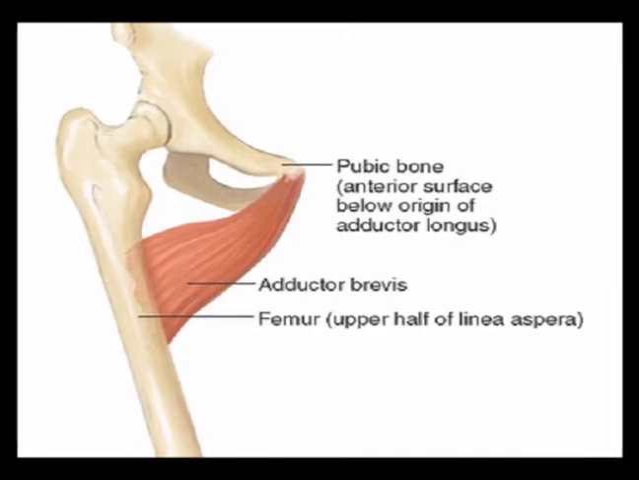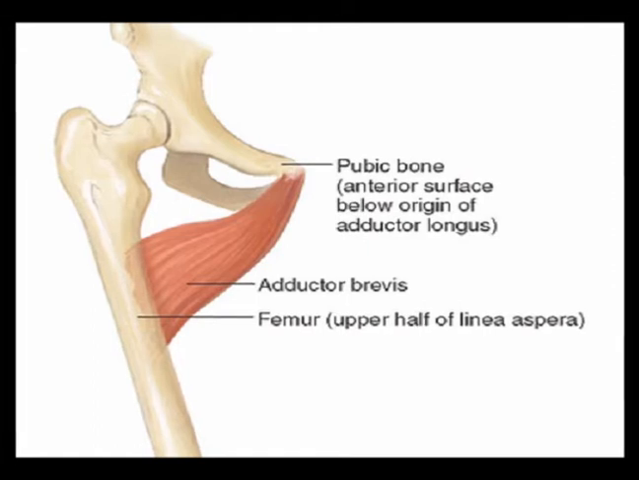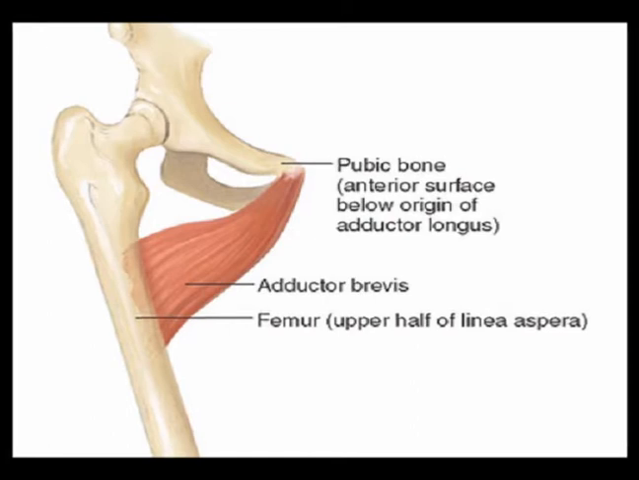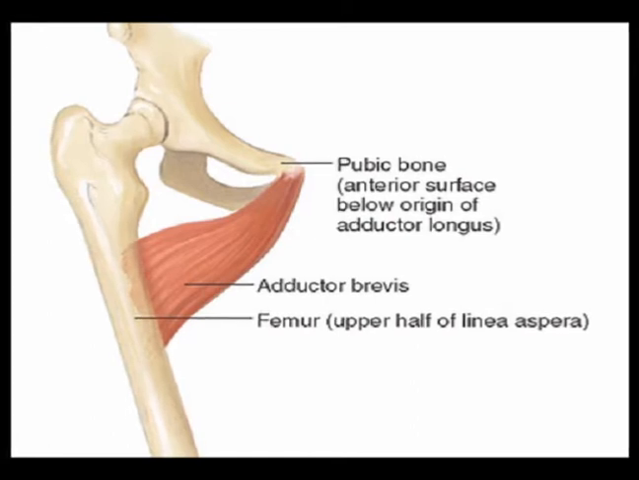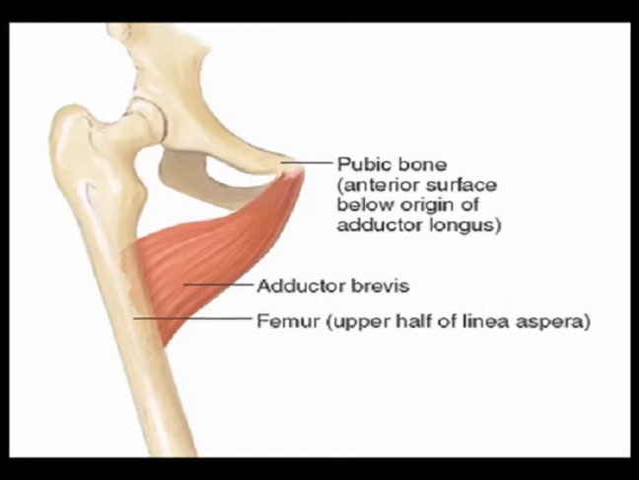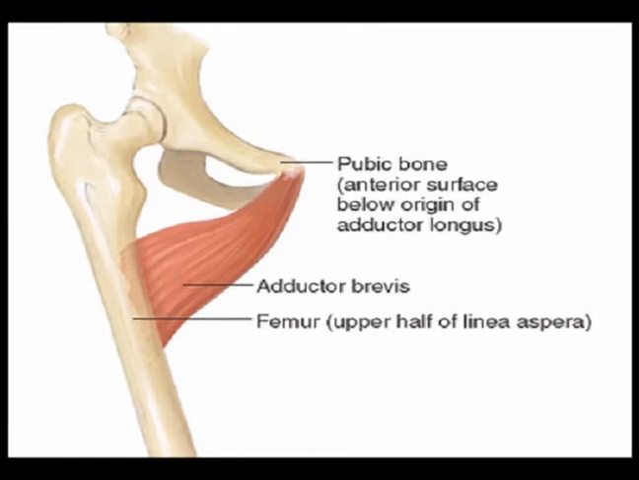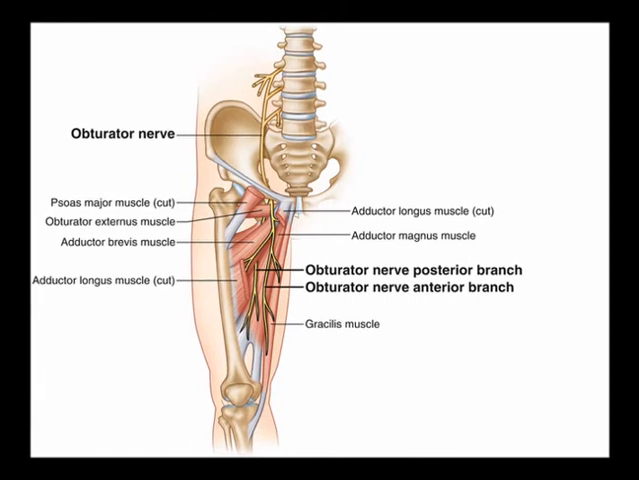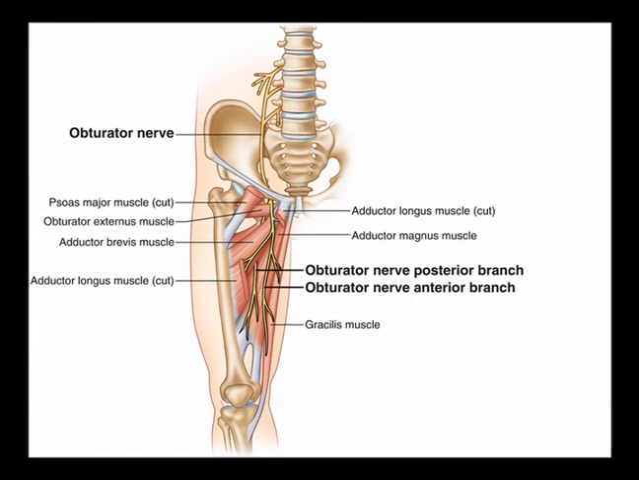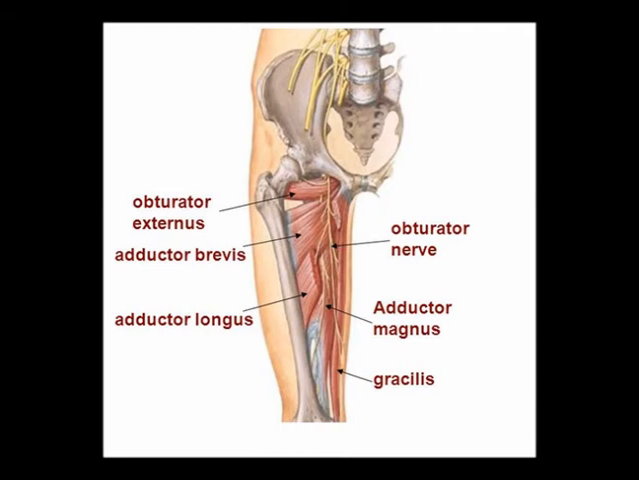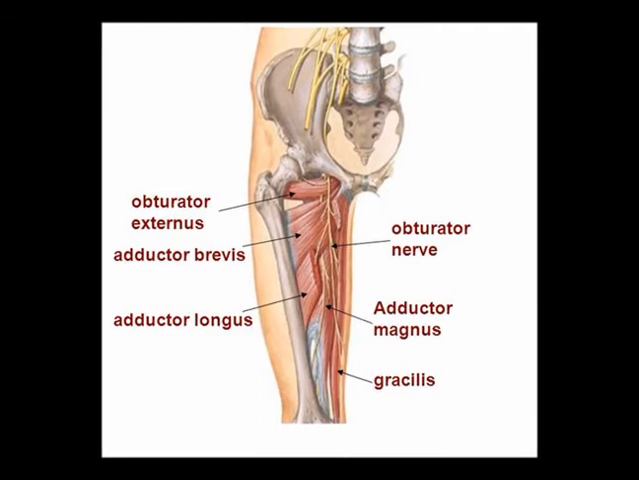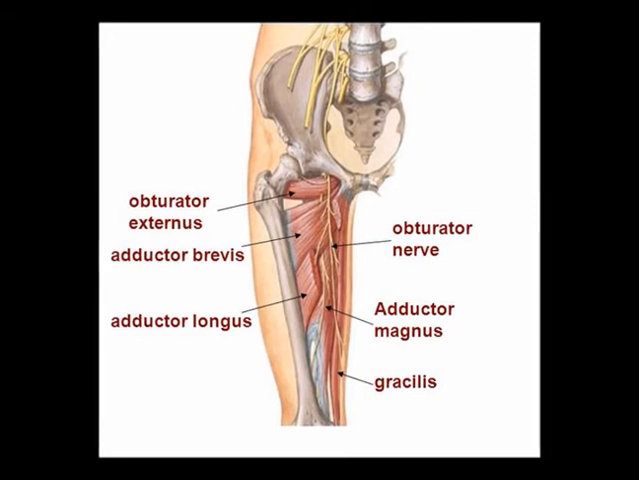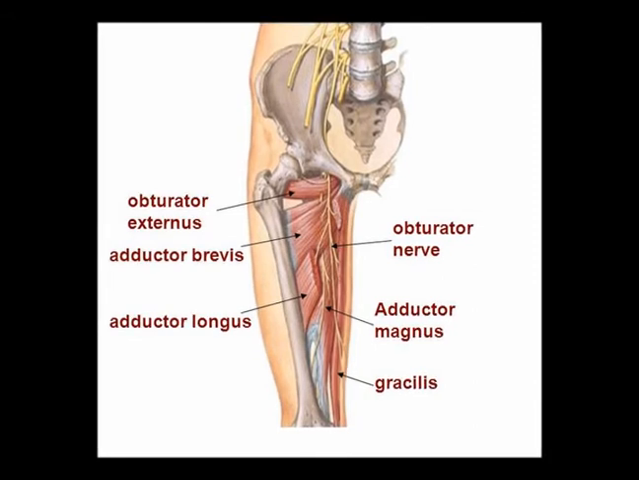The adductor brevis originates on the anterior surface of the inferior ramus and body of the pubis. The insertion is on the lesser trochanter and the linea aspera of the femur. It is innervated by the obturator nerve from vertebral levels L2, L3, and L4. And its concentric action is hip adduction. Hip adduction is the motion where the thigh is moved closer to the body's center line.